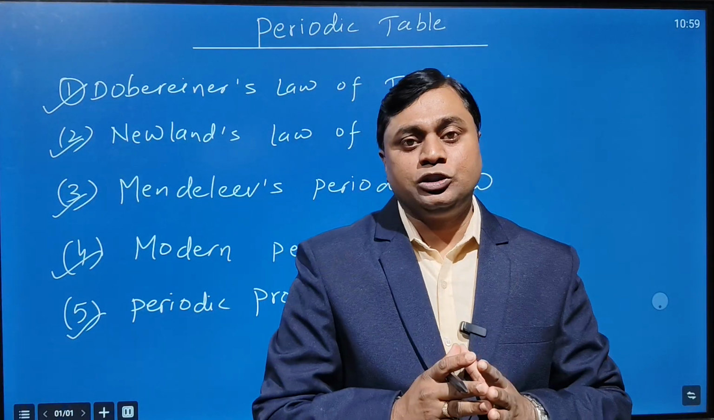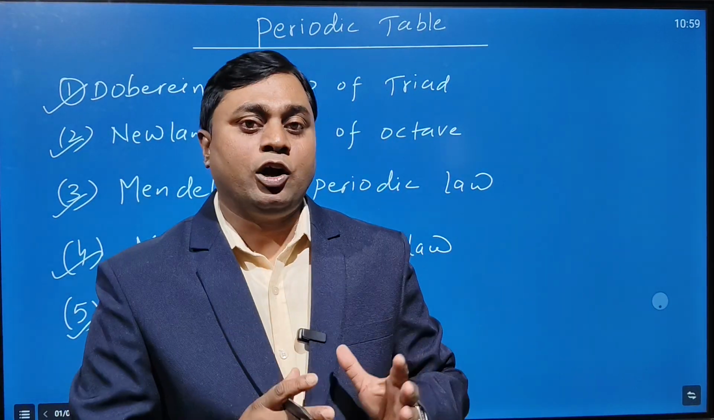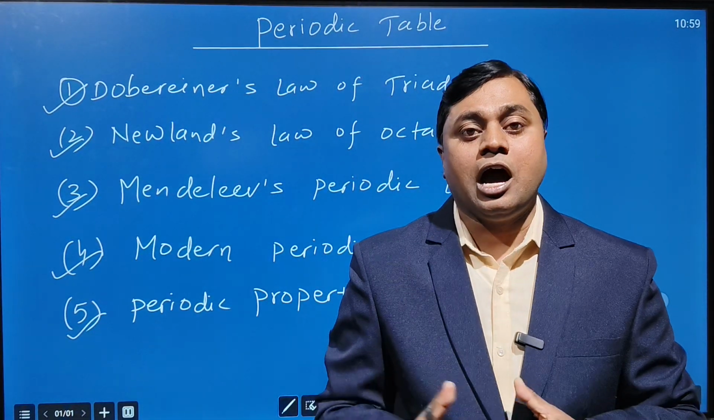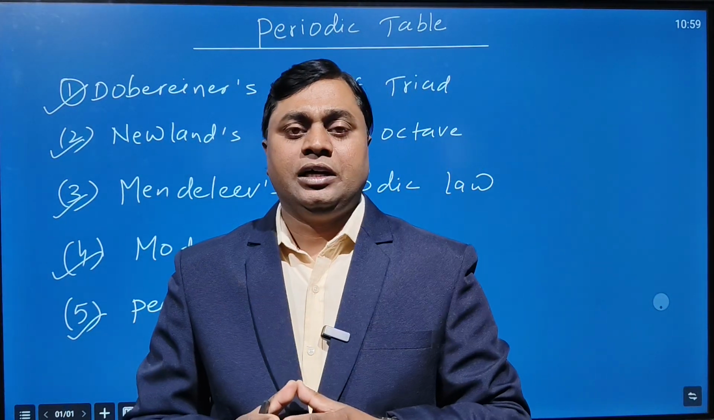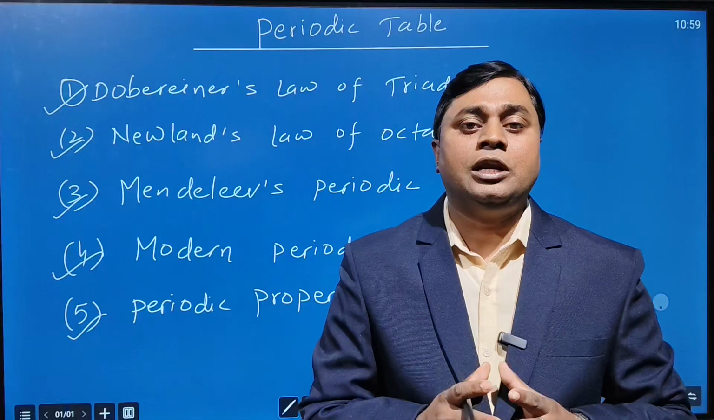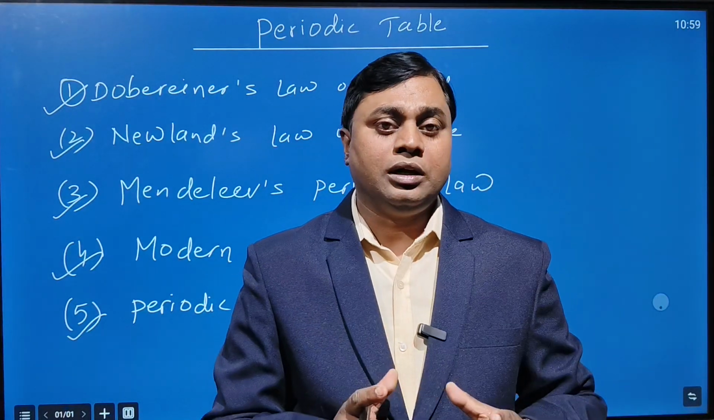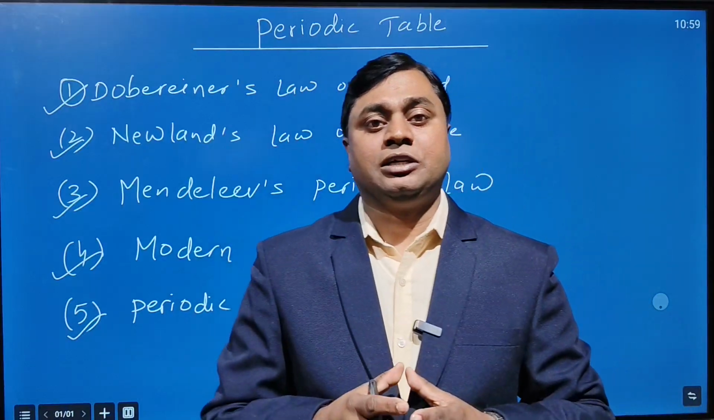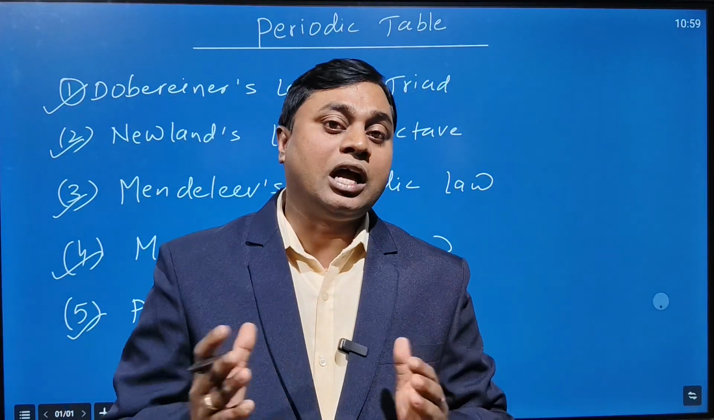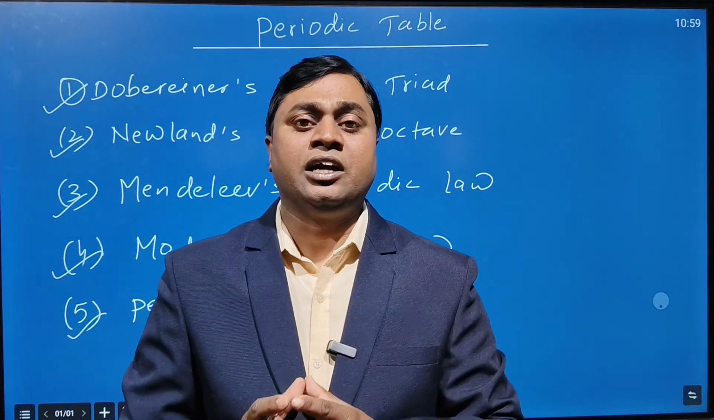We need to understand what an element is. An element is a pure substance which is made up of the same kind of atoms, like iron, carbon, oxygen. In the 16th and 17th centuries, only a few elements were known, so there was no need for any classification. But with time, new elements were discovered, so scientists tried to classify them in a systematic manner.